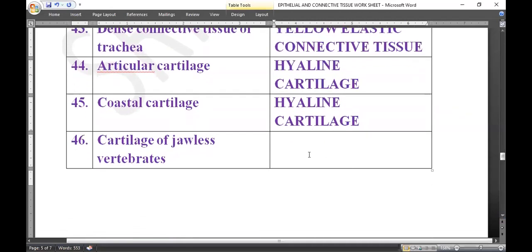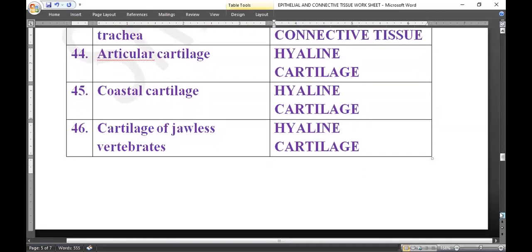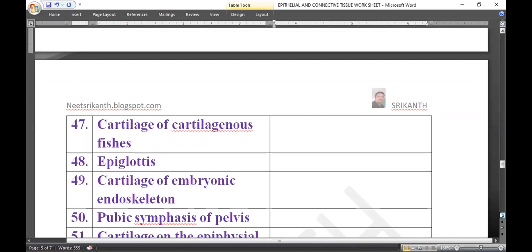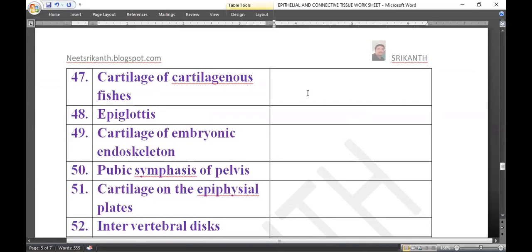Cartilage of the jawless vertebrates. Hyaline cartilage. I request all of you to fill these till 46. Out of 64 we are completed, and we have some more to complete today itself.